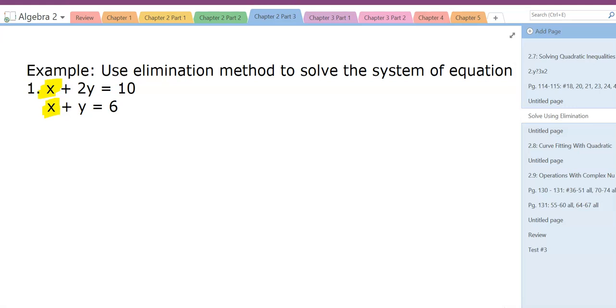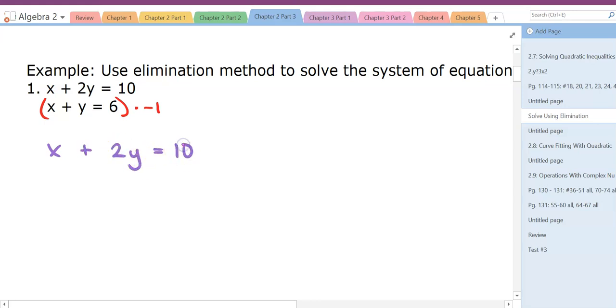It does not matter which one you decide to do that to. So if you want to just take the bottom one times a -1, you can. Now you could also do this to the top one, but I'm just going to do the bottom one because it might make it a little bit easier when I go to add my terms together. So across the top, we have x plus 2y equals 10. And then on the bottom, when I multiply everything by -1, I get -x minus y equals -6.